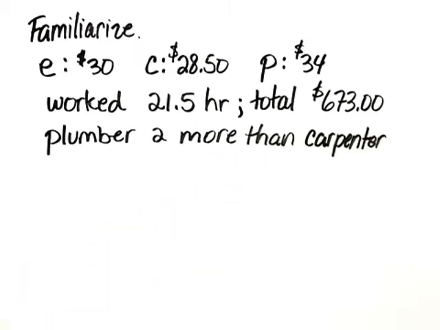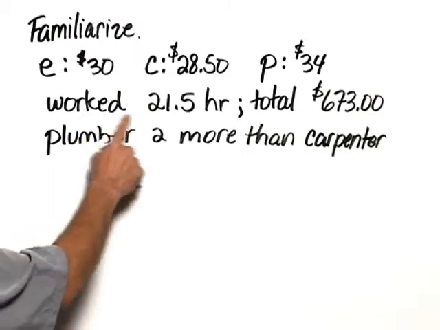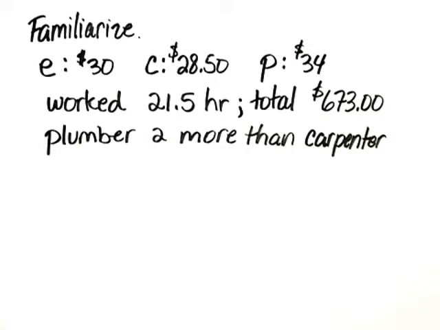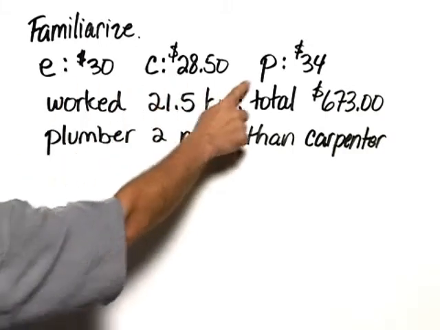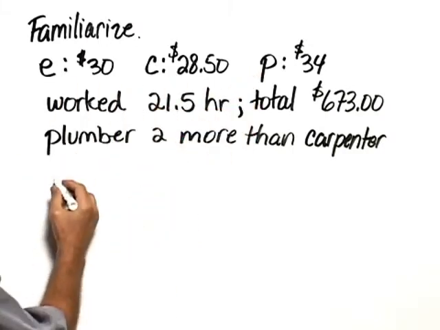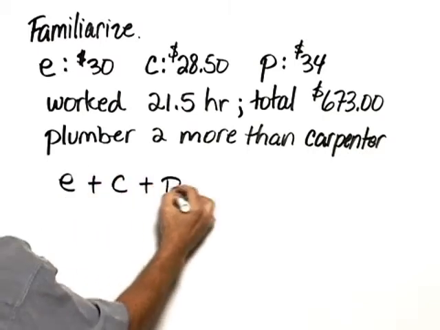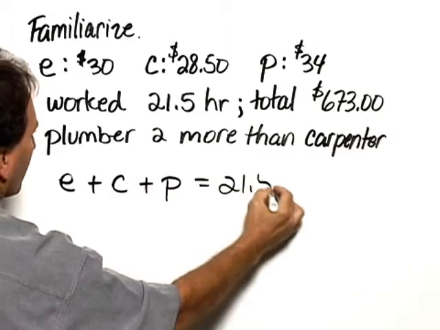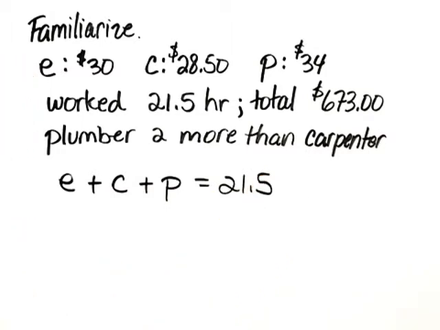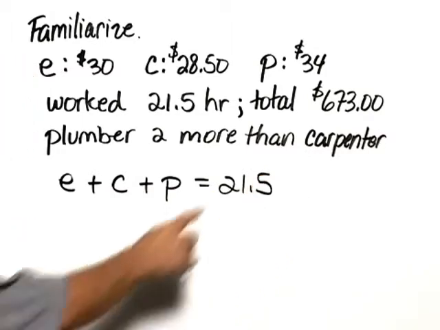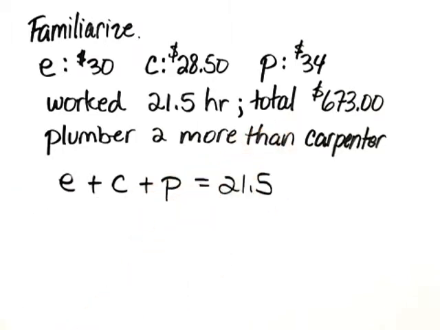Well, we need to take all of this information and translate it into mathematics. That's the second step in the process, translate the words to math. Well, we know they worked a total of 21.5 hours. E, C, and P represent the number of hours worked, so we can say E plus C plus P equals 21.5. We also know that they earned a total of $673.